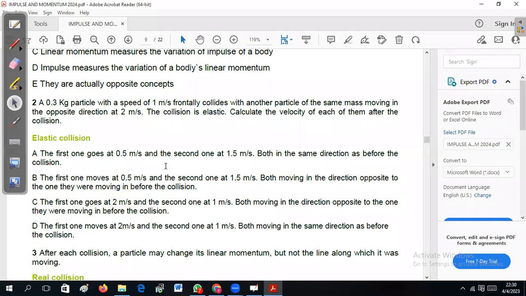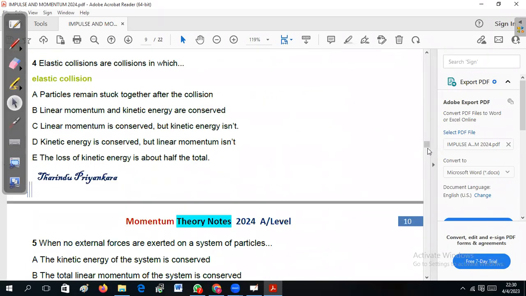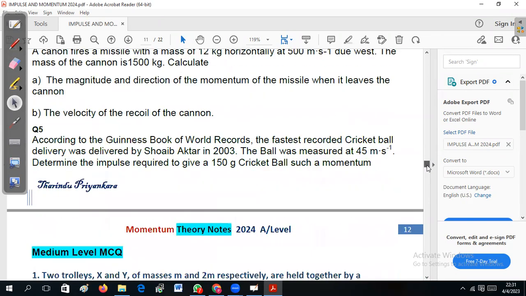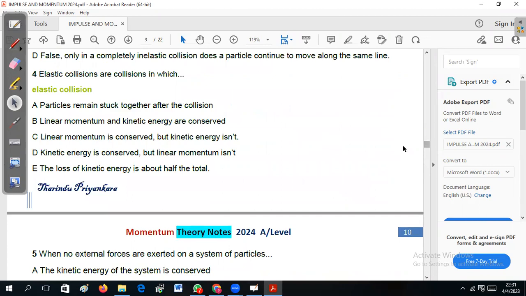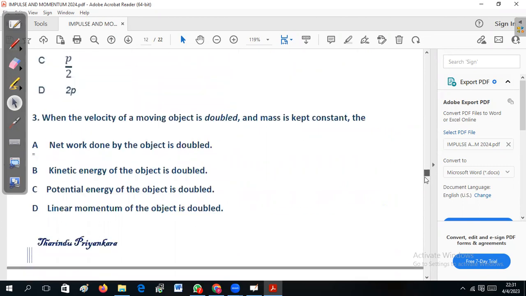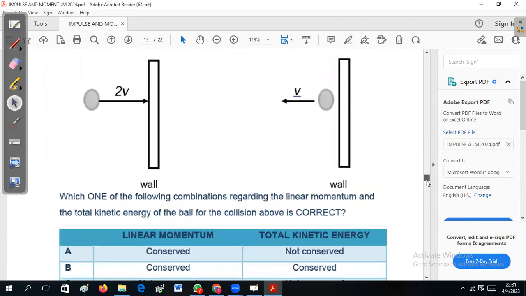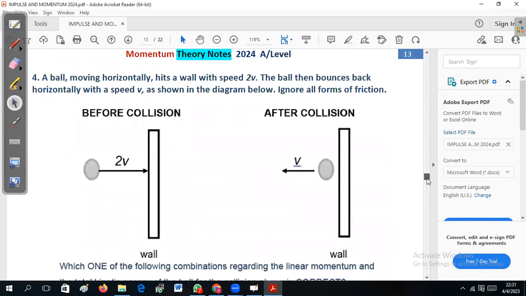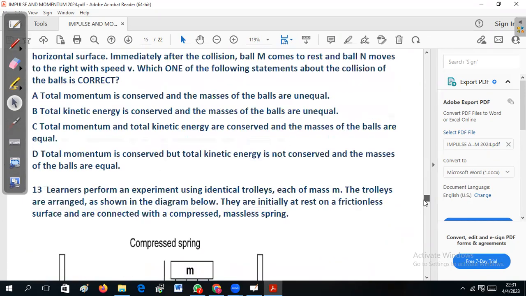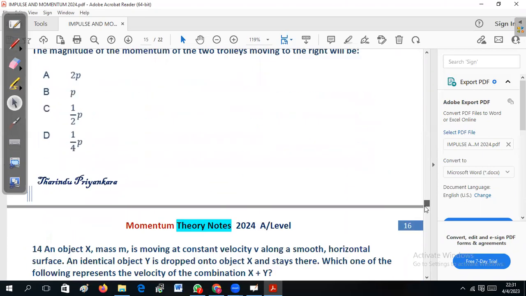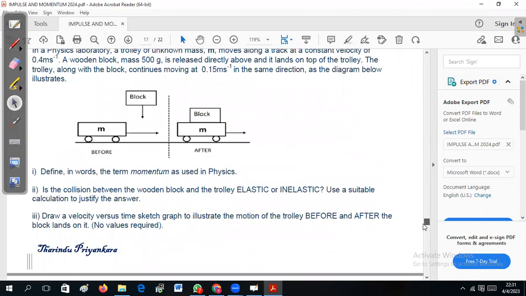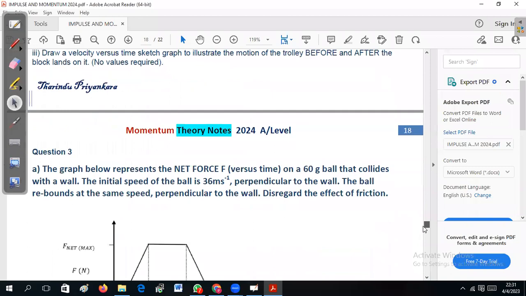In the next week, I will finish up the theory and finish those questions. These include really simple calculations first, then medium level questions. These are just the theory we covered now. And after that, some long answer questions are included, really hard ones.